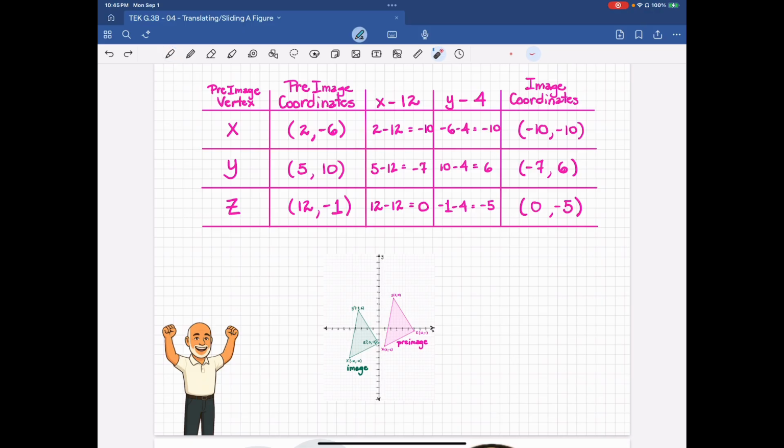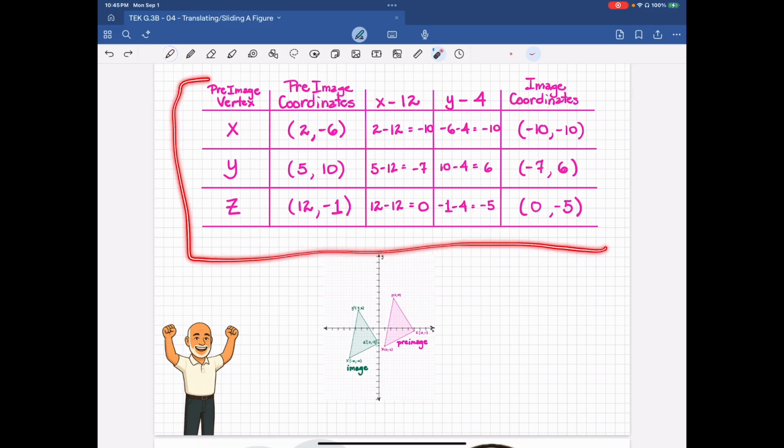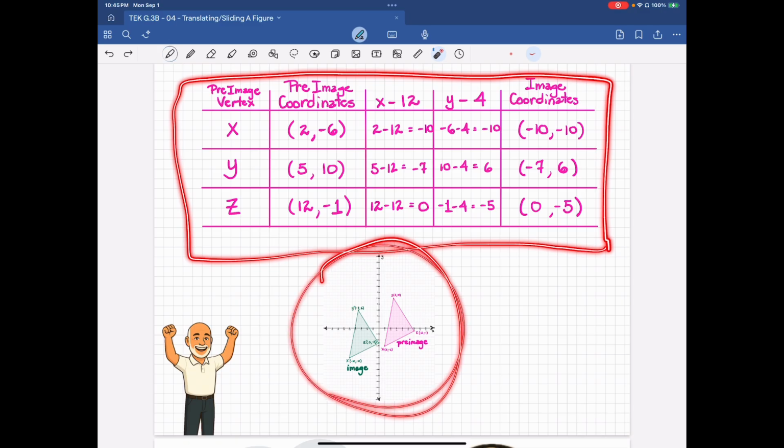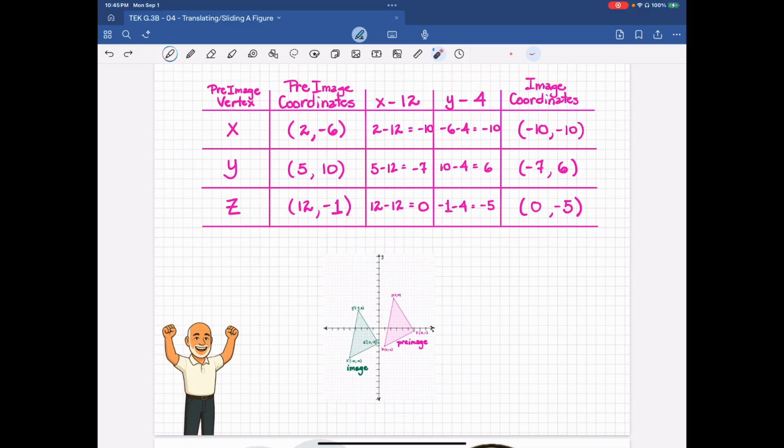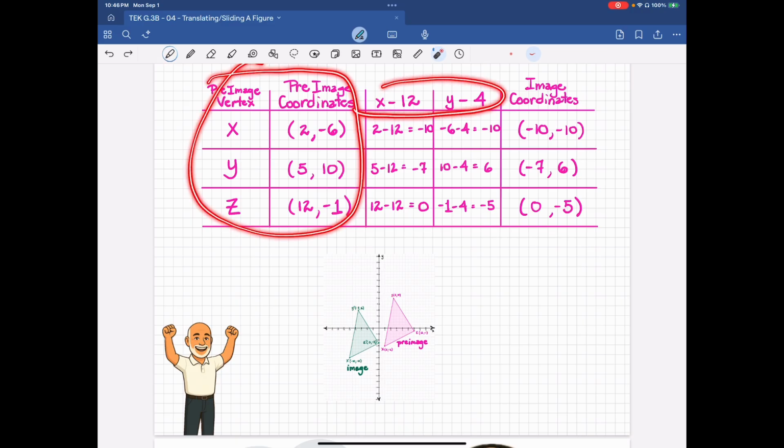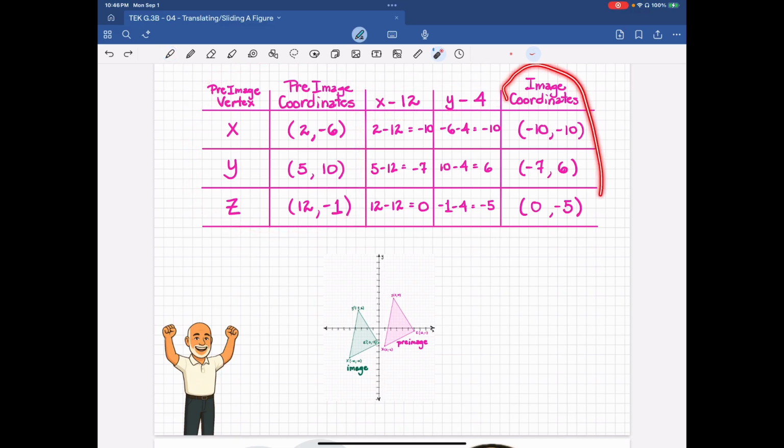Here is the answer to the problem. Please pause the video and check your answers. And when you're finished, press play to continue. Now, please notice that I did my table first, and then I actually graphed it. So you'll notice that we have the pre-image coordinates here, the formula that was given to us is here, and then our last column has the image coordinates in here.